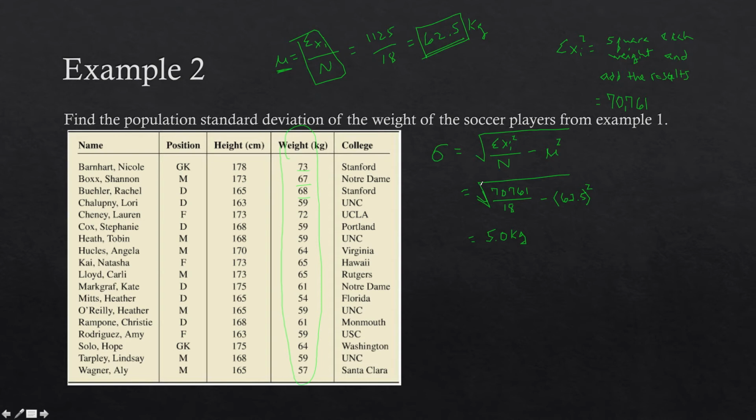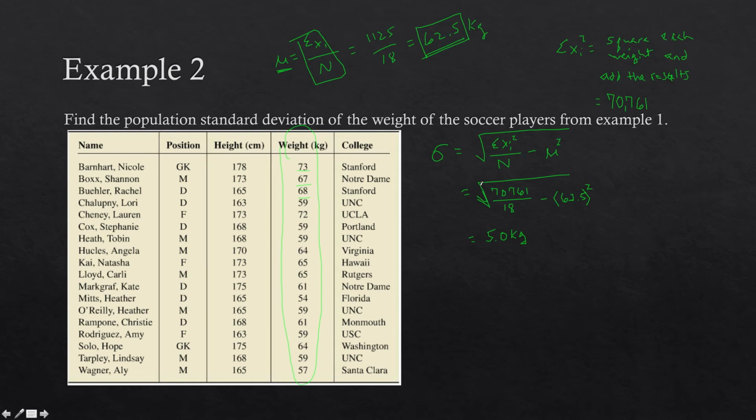Now, what does that mean? Well, it means that the population standard deviation is 5 kilograms. So roughly speaking, the weights of all the players fall within 5 kilograms of the mean weight. We're just saying most of these weights are going to fall within 5 kilograms of 62.5. That's how you would interpret that. Make sure you can punch this out in the calculator just like we did, okay, using the computation formula.